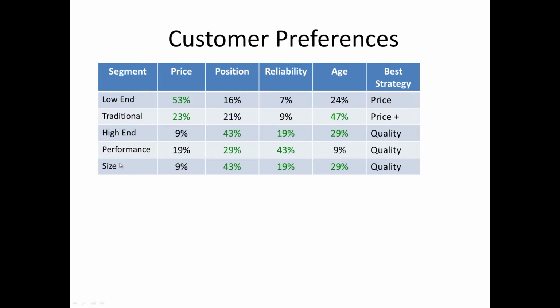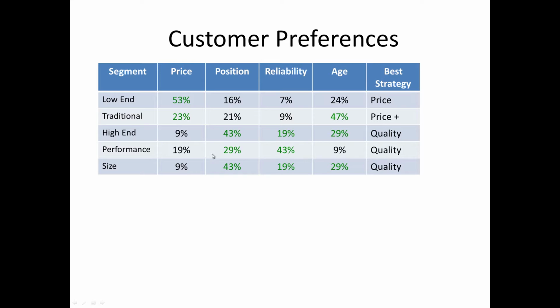If we look at the high end and also the size, on both of those, the positioning is worth 43%. Age, which they want to be very low, which comes from regular repositioning, is 29%. Reliability is 19%. So combined, positioning and materials drive 91% of the buying decision in those two categories. Very clearly quality. You could only pick up 9% of that segment for price considerations.